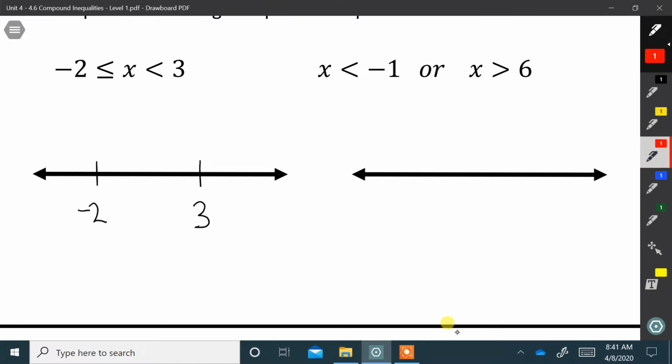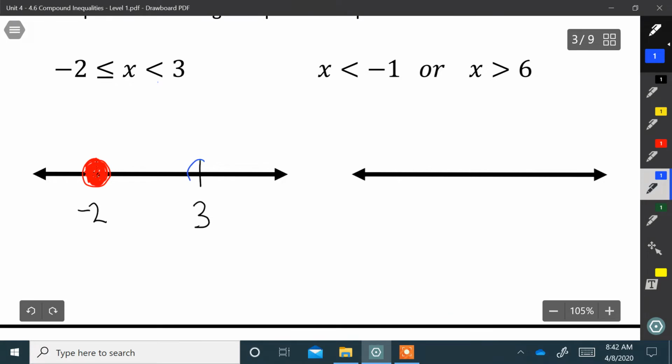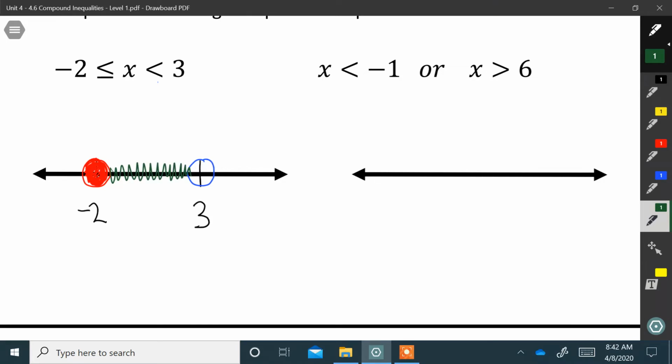Alright, so we're going to put a closed circle there. Why closed circle? Because this is a less than or equal to symbol. Remember, when you have the little line on the bottom, you put a closed circle. On this one, we don't have that line, so we're going to put an open circle. And we're going to go ahead and graph in between, because this means that x is between -2 and 3.